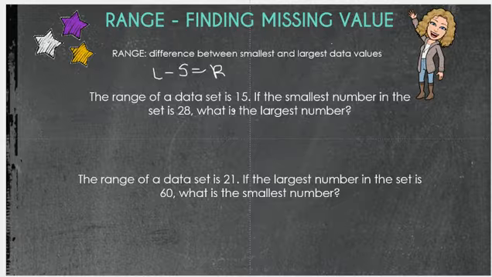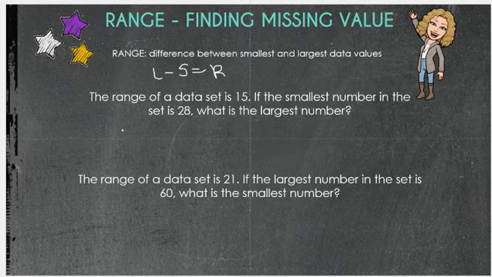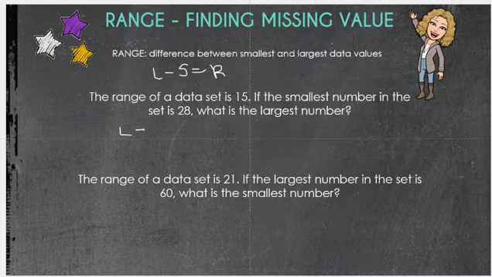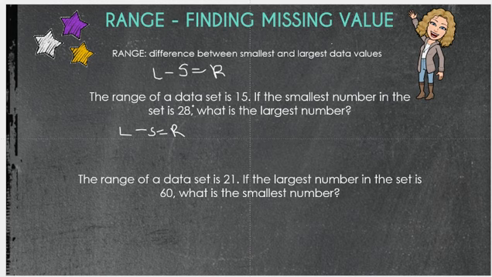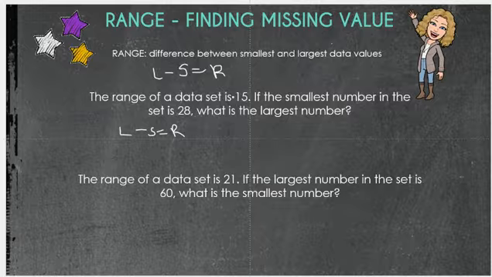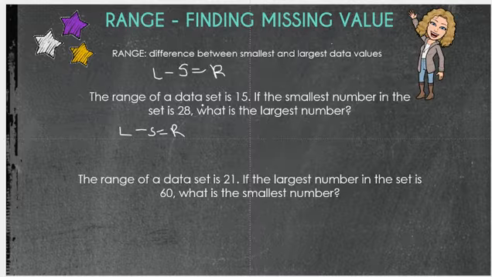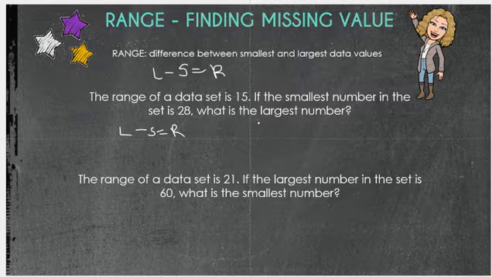The range of a data set is 15. If the smallest number in the set is 28, what is the largest? So I like to have students set up an equation so we make sure we're subtracting the correct numbers from each other. Some students might see 28 and 15 and just say 28 minus 15 is 13. 13 is the largest number, and not really think about the fact that if the smallest number is 28, 13 can't be the largest number.